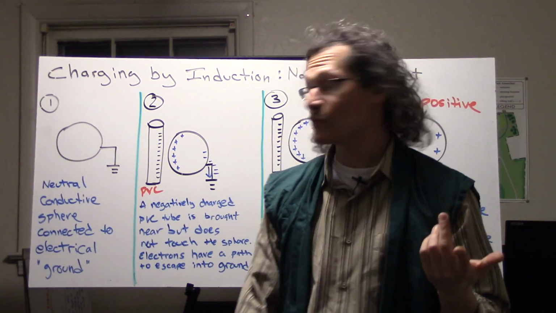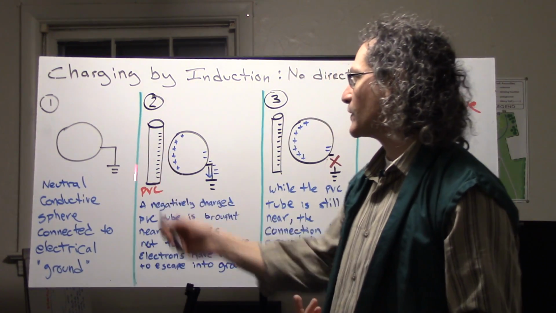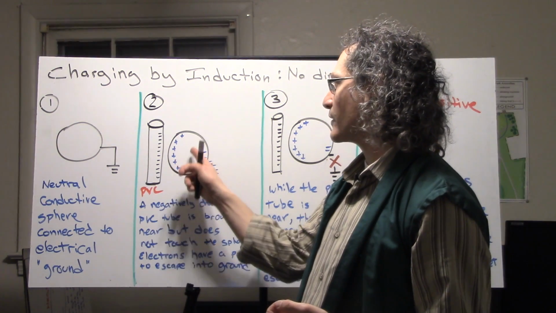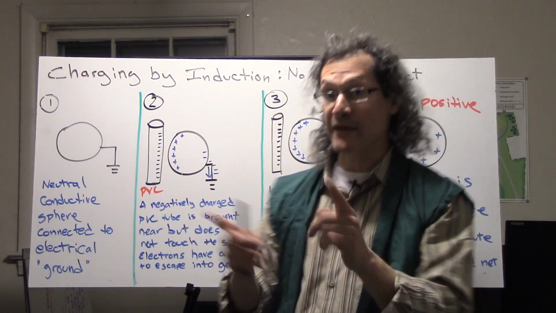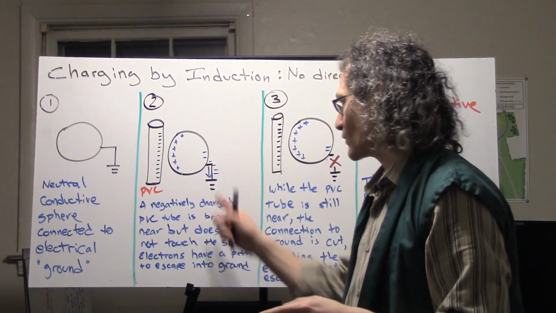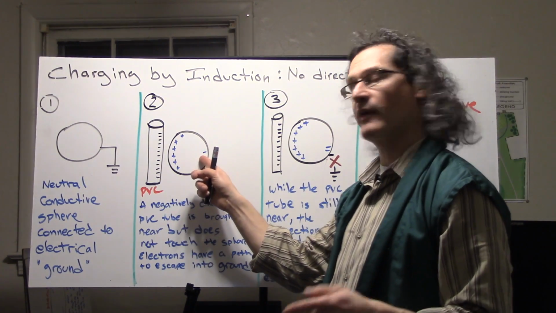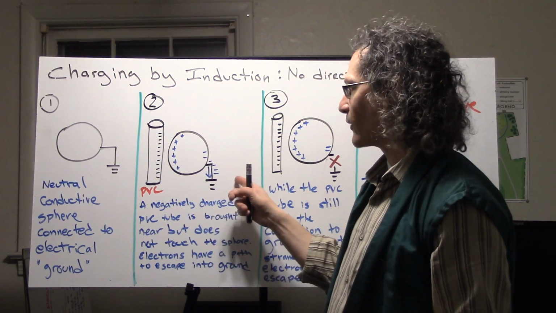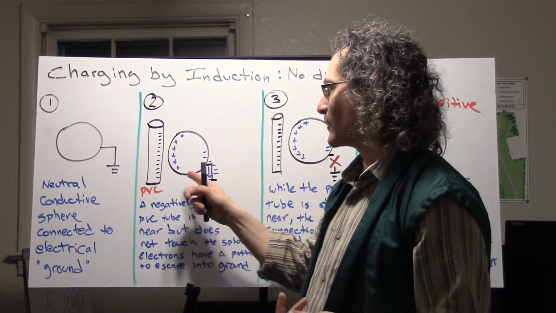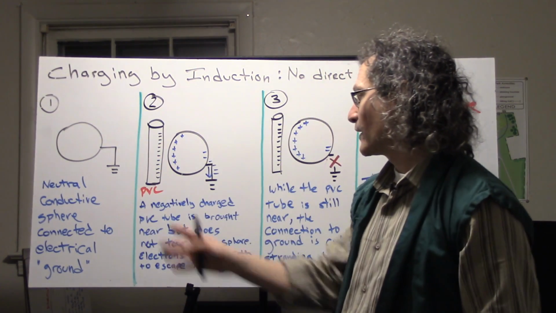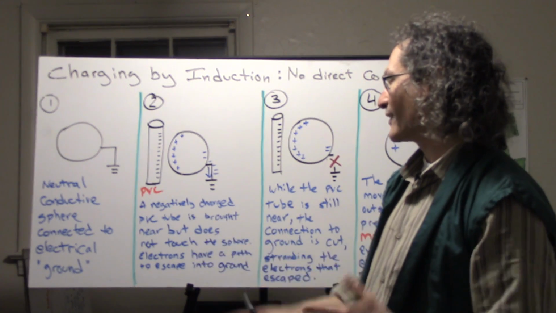All right, here's our situation though. We now have this PVC tube. It's negatively charged, and so we note that the negatives get pushed to the far side, but now they have a path to leave. So some of them are jetting out into this ground. There may be a few hanging out on the edge over here, but a lot of them want to leave. And we do note that this side becomes more positive as a result of those electrons abandoning over here. So the negatively charged PVC brought near does not touch the sphere.